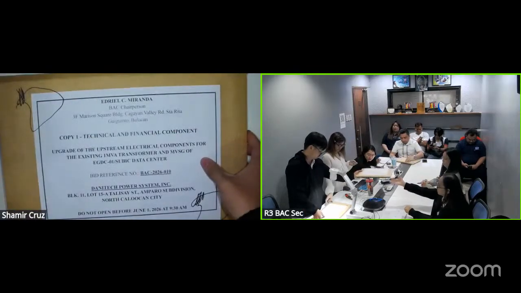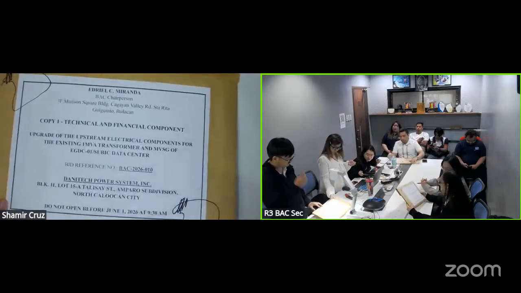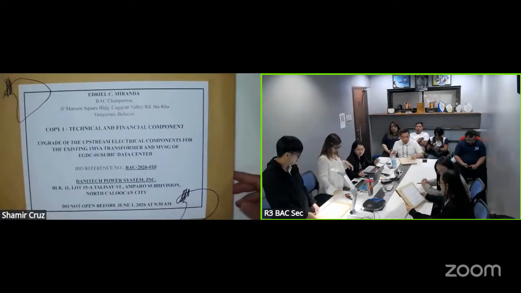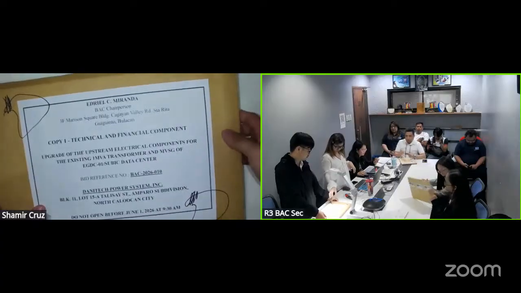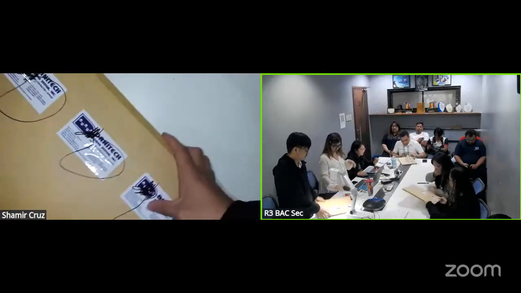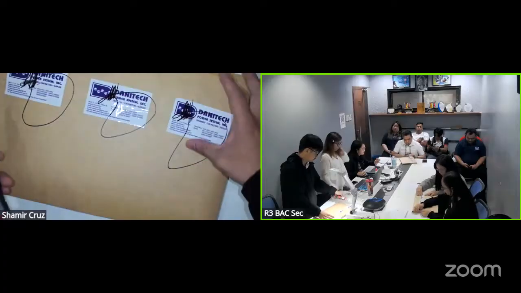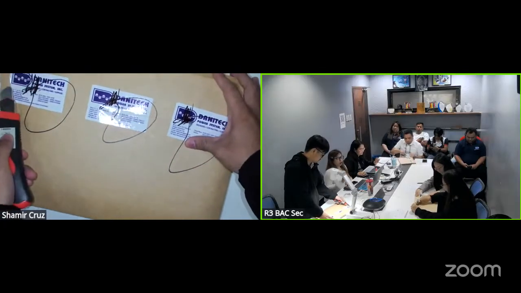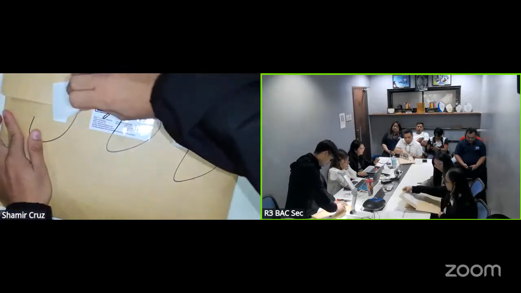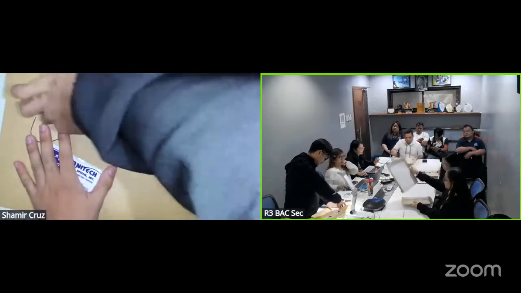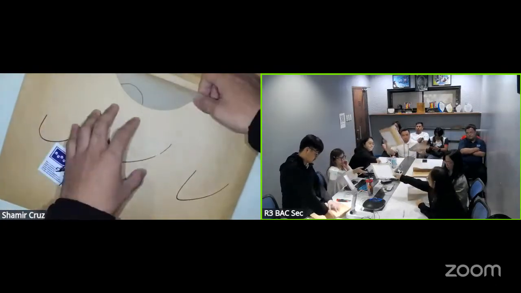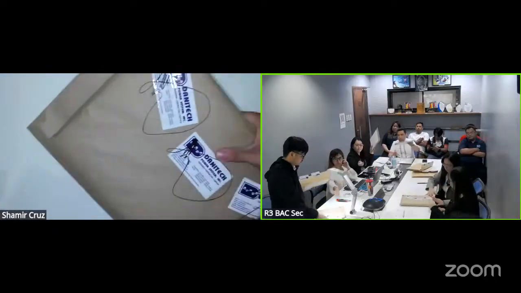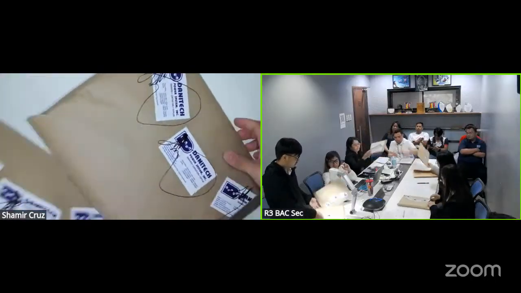The bidder's envelopes are inside the mother envelope, single envelopes. Okay, so let's open the eligibility and technical envelope first, then the financial envelope.